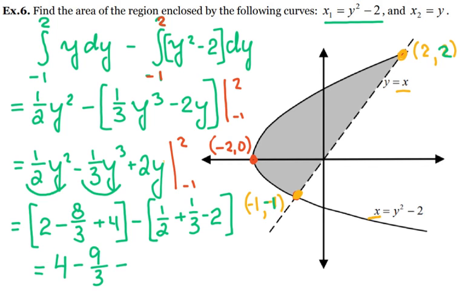and plus 3.5. Calculating these, my final answer is going to be 4.5. This was a good example where the function x equals y squared minus 2 was better defined as a function of y, and instead of taking the integral with respect to dx, or x, we took the integral with respect to y, using dy.